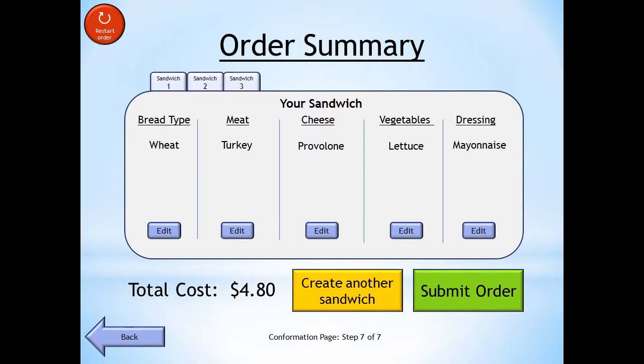And this is the order summary for the customer selection. Here you can edit each selection if you would like to change it, and then come back here. It shows the total cost of the sub. You can submit your order. You also have the option to restart if you do not like your selection or want to make a change.